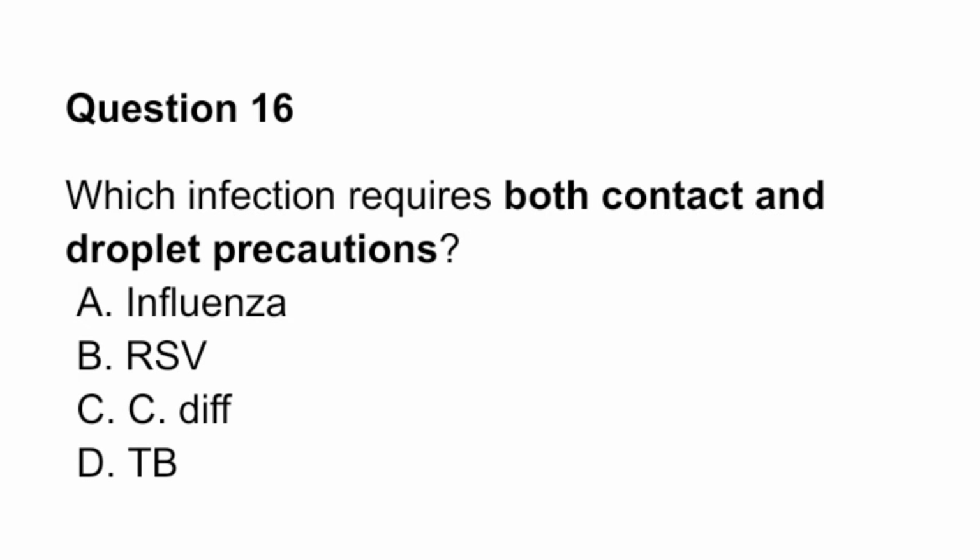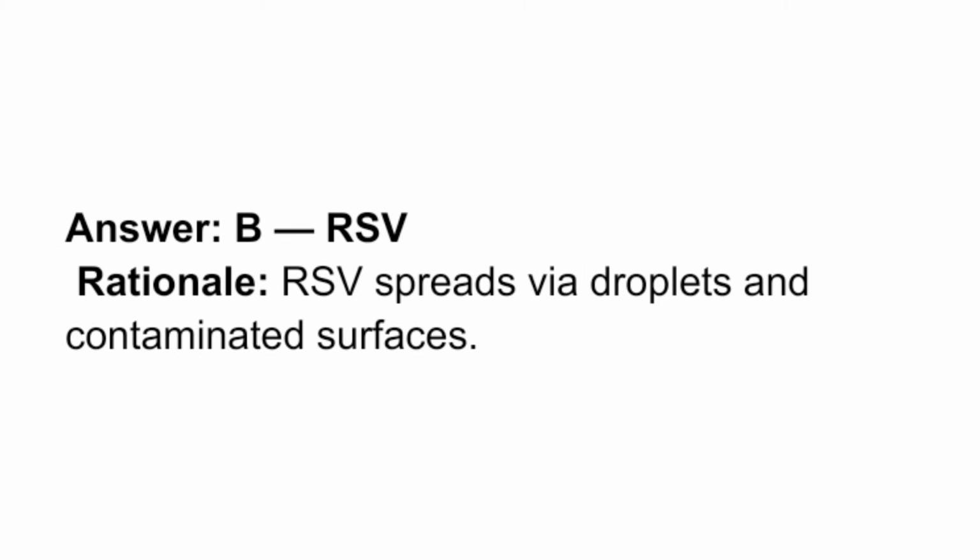Question 16. Which infection requires both contact and droplet precautions? A. Influenza. B. RSV. C. C. diff. D. TB. Answer, B. RSV. Rationale, RSV spreads via droplets and contaminated surfaces.